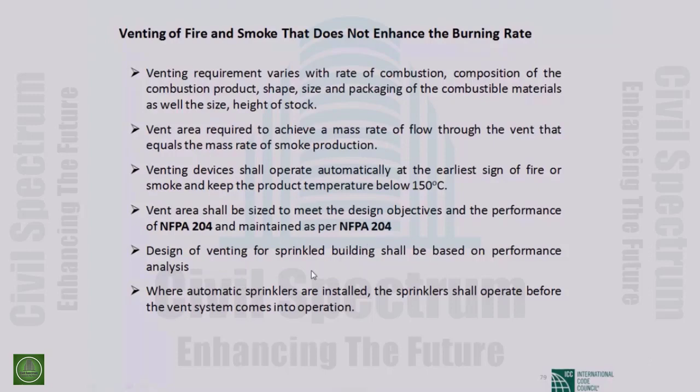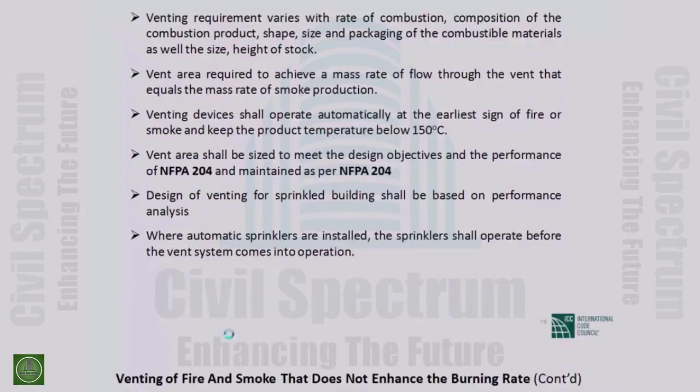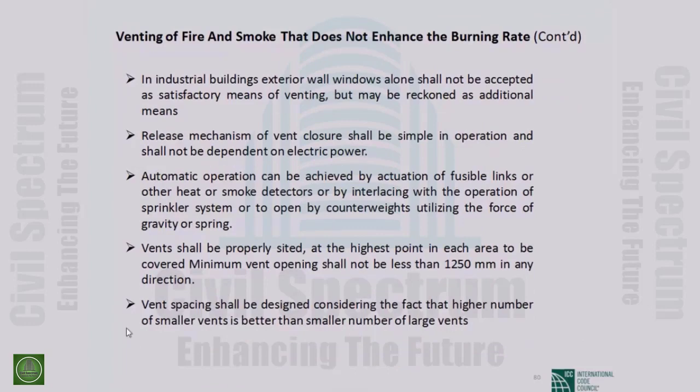Design of venting for sprinklered buildings shall be based on performance analysis. Where automatic sprinklers are installed, the sprinkler shall operate before the vent system comes into operation. So you have to synchronize this in this way. In industrial buildings, exterior walls and windows shall not be accepted as satisfactory means of venting, but may be reckoned as additional. A window or door is additional; you need a vent. A window is not a vent.